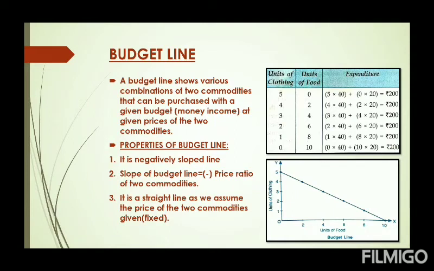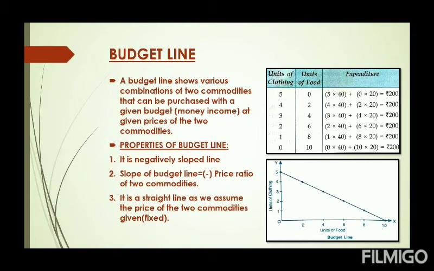So these are the various combinations of food and clothing: 5, 0; 4, 2; 3, 4; 1, 8; and 0, 10. All these are different combinations which the consumer can afford with rupees 200 as the income, and rupees 40 and rupees 20 respectively as the price per unit of clothing and food. This is the information given.